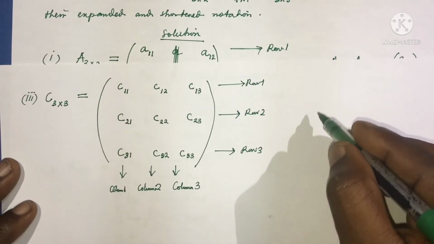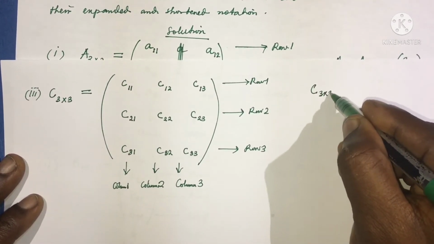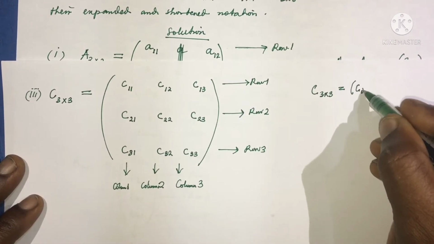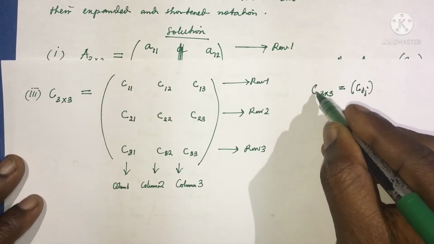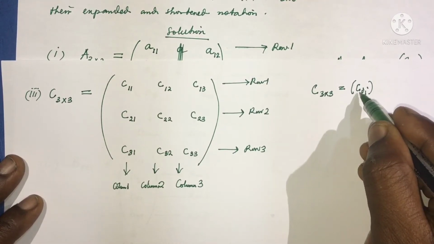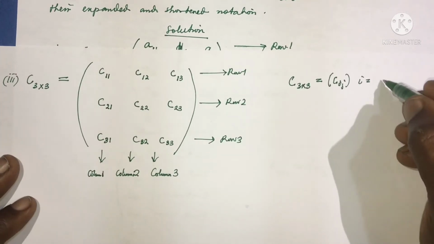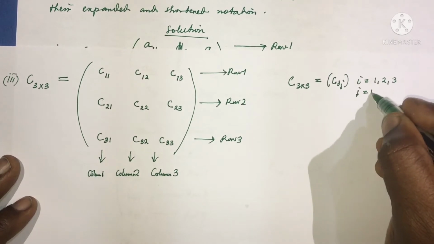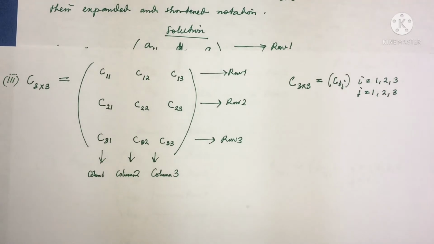But if we come over here, this will be the corresponding abbreviated form. So all you have to do is just put Cij. Because it is uppercase C, this will be lowercase c, and i will take values from 1 to 3, while j will take values from 1 to 3.